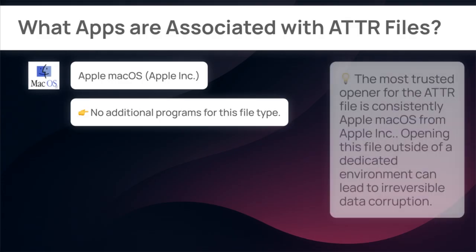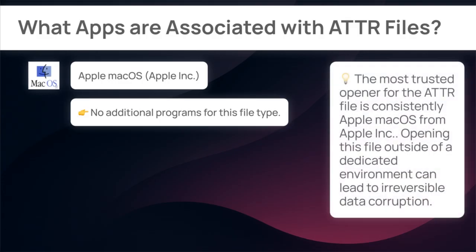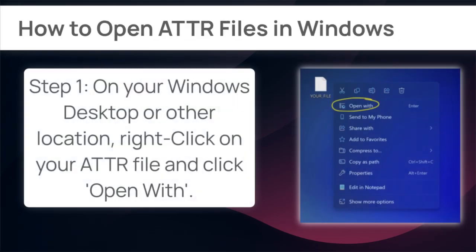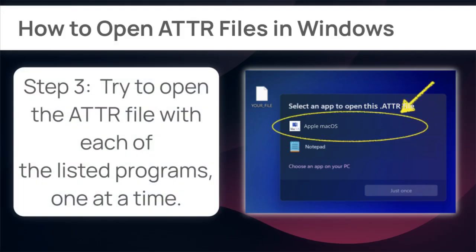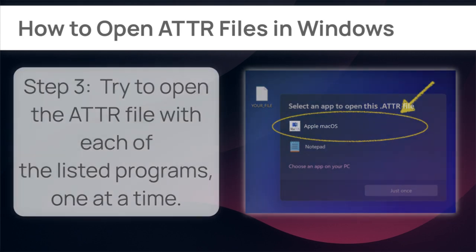Opening this file outside of a dedicated environment can lead to irreversible data corruption. Windows cannot reveal the internal organization of the index, so specialized applications must open it. Your first troubleshooting move, right-click the ATTR file and select Open With. Try launching it using Apple macOS if it's installed. If that fails, test other apps. Different tools have different file handling libraries.